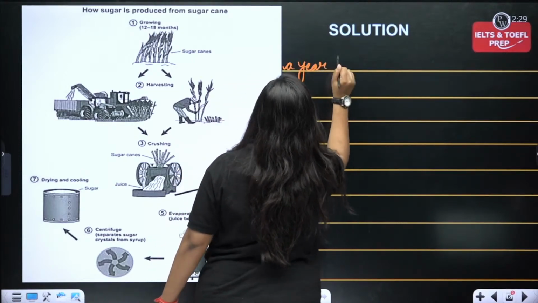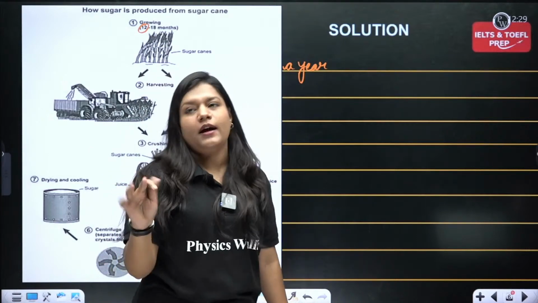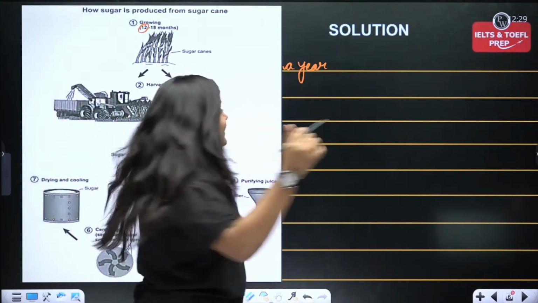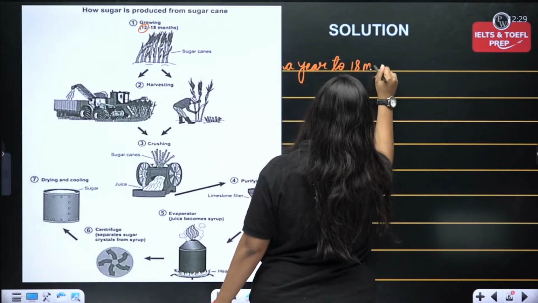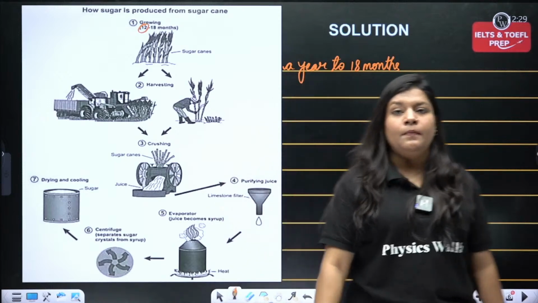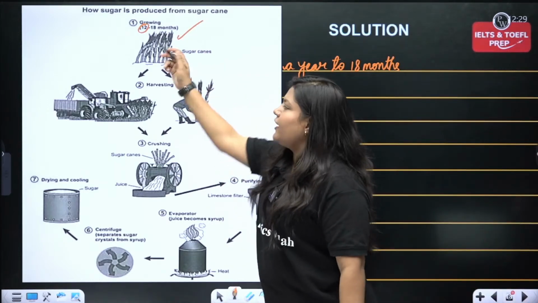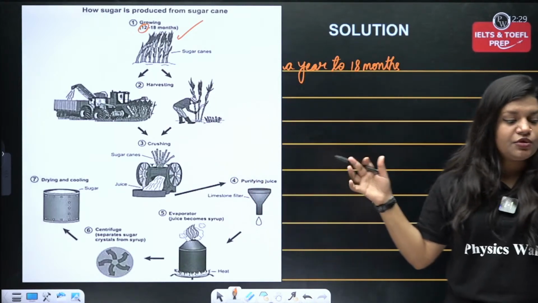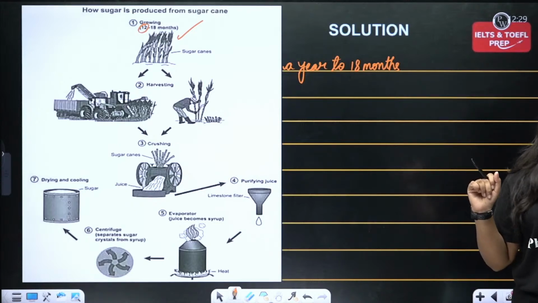Why did I write year? Because here it's mentioned 12 months. So I've just paraphrased it and written 12 months as 1 year to 18 months. Done? First step complete? Clear? So I have already written that growing of sugar cane takes around the timeline that's given, 12 to 18 months. Clear? Let's go.